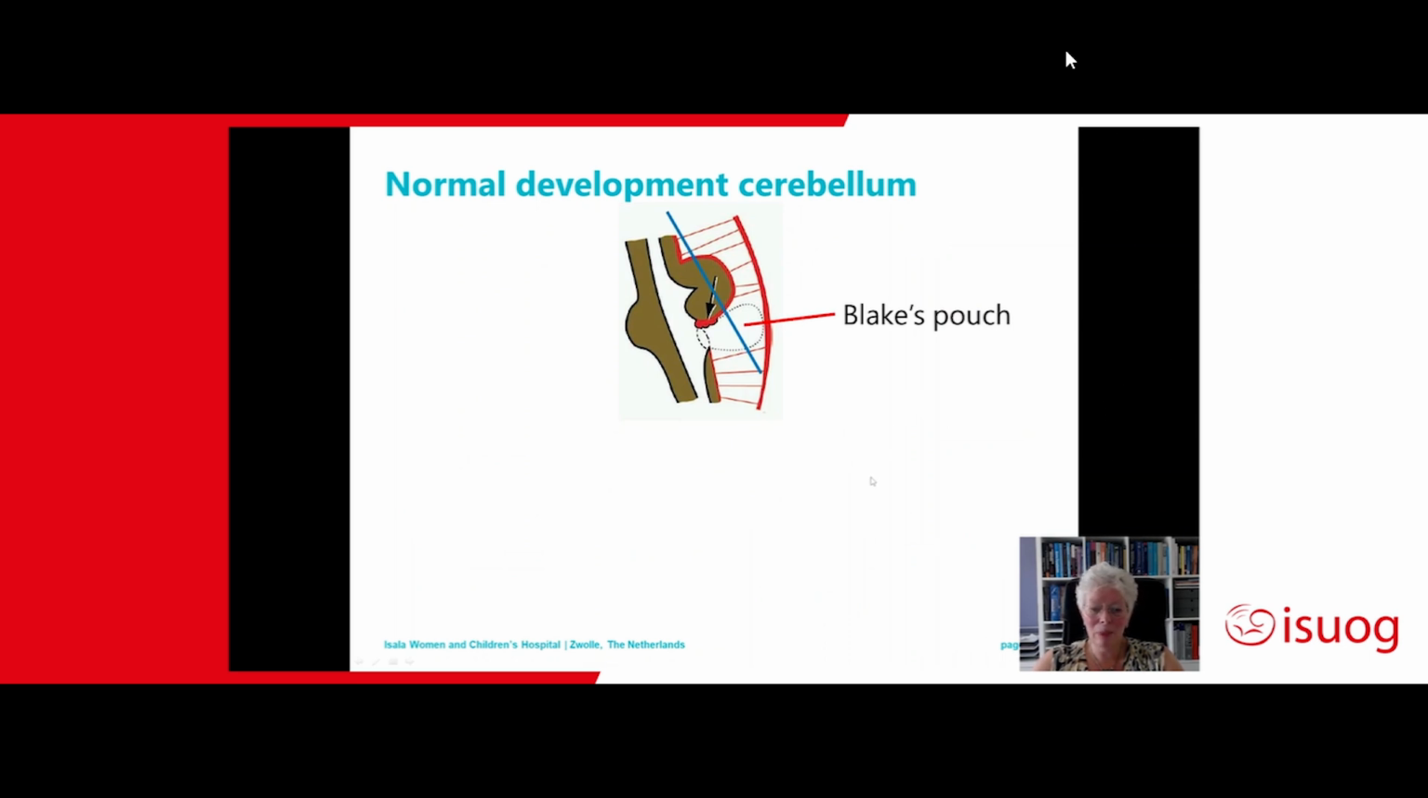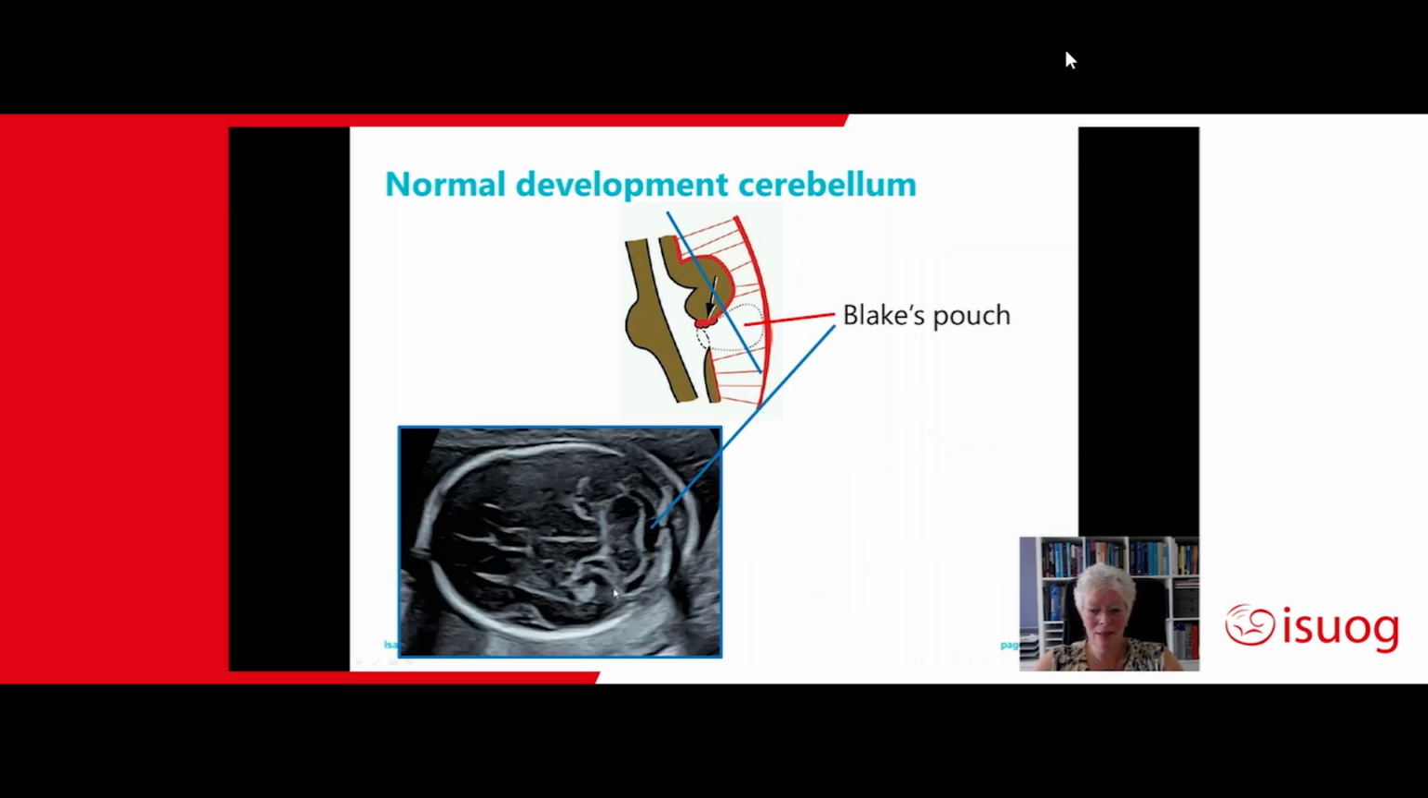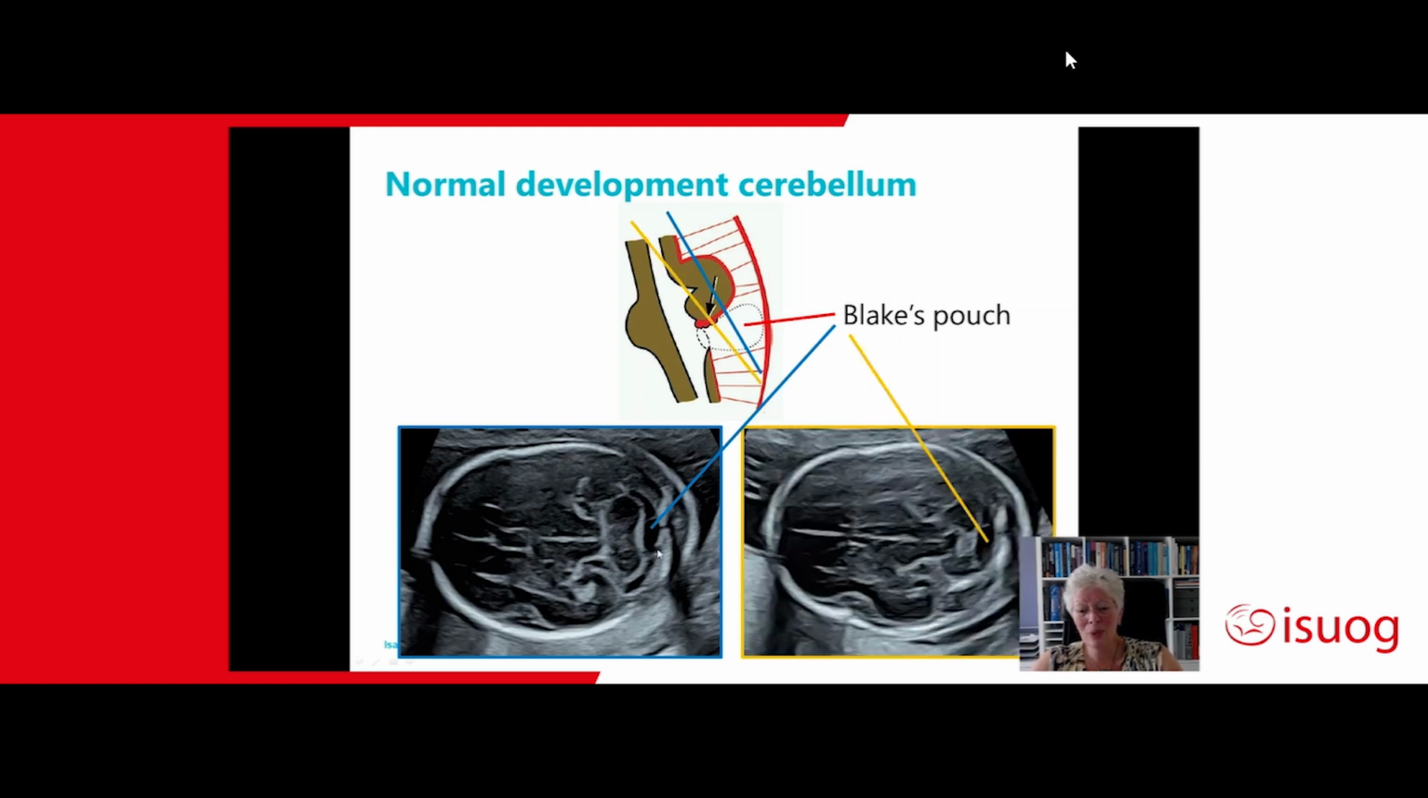If we make this plane, again, we can see here the Blake's pouch. And I'm sure that everyone has seen the remnants of the Blake's pouch in the cisterna magna, which are these echoic lines over here. They're nothing else than the remnants of this Blake's pouch, which has fenestrated. And again, if we look at this image, we can see it over here too.